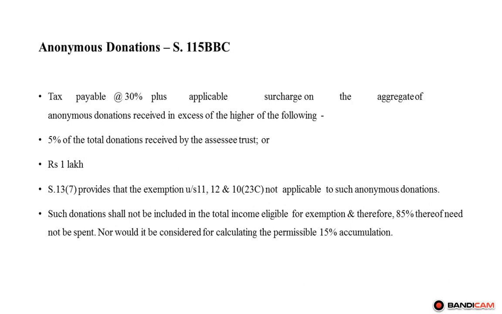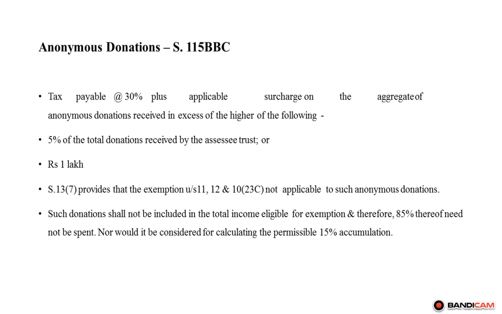Remember this thing, that anonymous donation is not exempted, it is taxable, but corpus donation is exempted. Such donation shall not be included in the total income eligible for exemption. So the anonymous donation should not be included in the total income of the organization, because we paid a separate tax on anonymous donation. So we deduct this anonymous donation from the total income of the charitable organization.